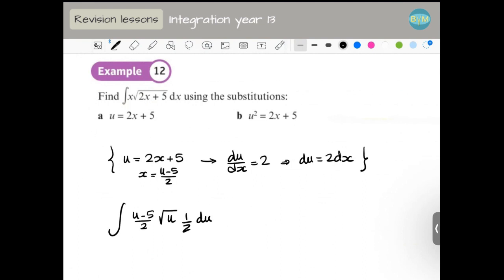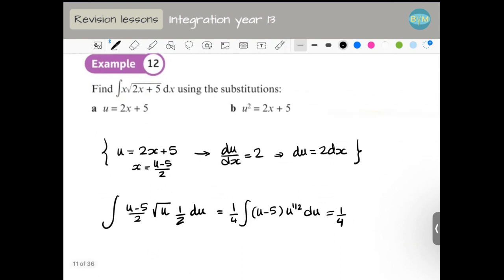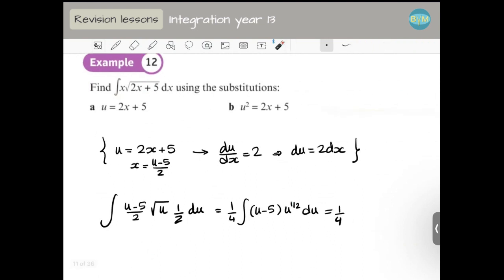I know it looks like I haven't done anything very helpful, but now it's going to be a polynomial, even if it doesn't look like. So let's get the numbers outside. So I'm going to write 1/4 outside, and then I have u minus 5 in brackets because the whole thing goes multiplied by u to the power of 1/2. Do you know how to integrate this one? Yes, you knew last year already, yeah? So it's a polynomial. I'm going to expand the brackets. So u to the power of 1/2 times u is u to the power of 3/2, just adding the exponents. And then minus 5u 1/2 du.